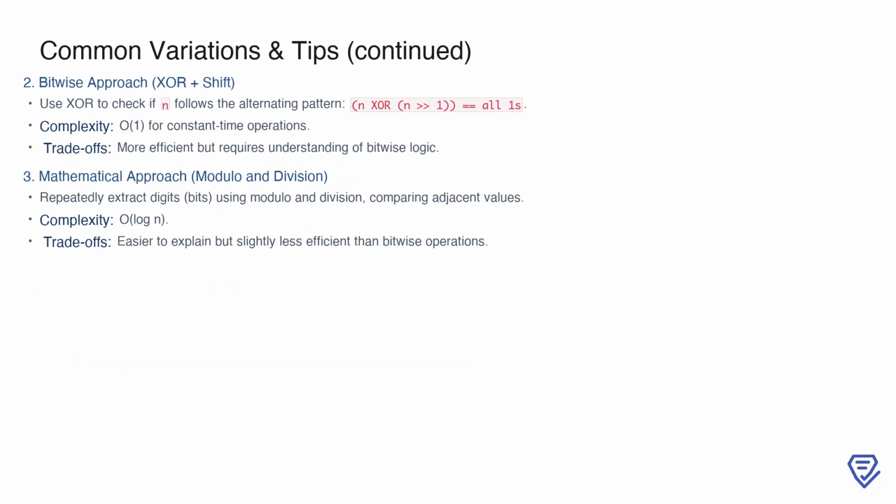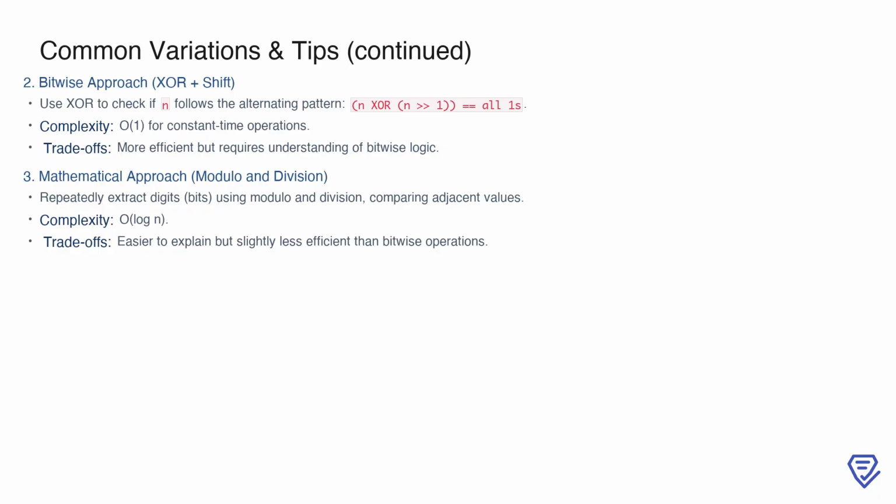A more efficient approach is to use bitwise operations, such as XOR combined with a right shift. For example, you can check if n has alternating bits by verifying that n XOR (n >> 1) results in a number with all ones in its binary representation. This method is highly efficient, with a constant time complexity of O(1), though it does require a strong understanding of bitwise logic.